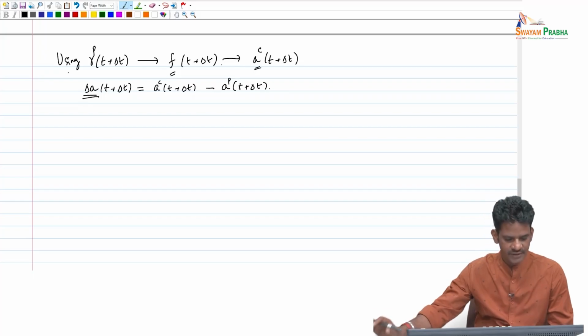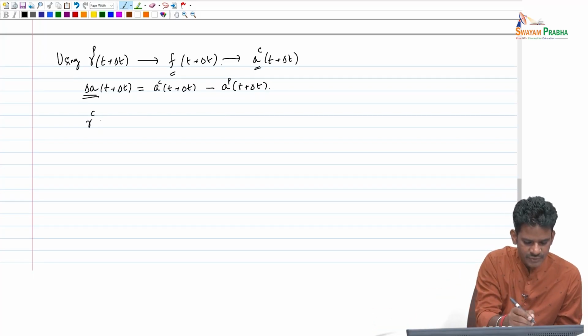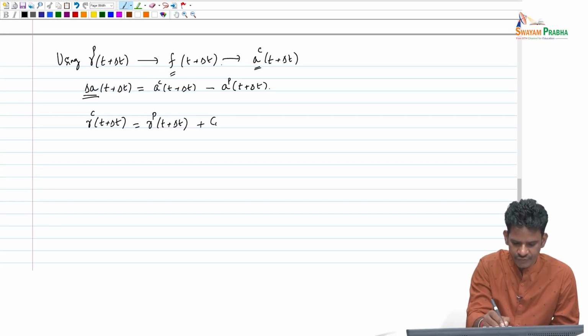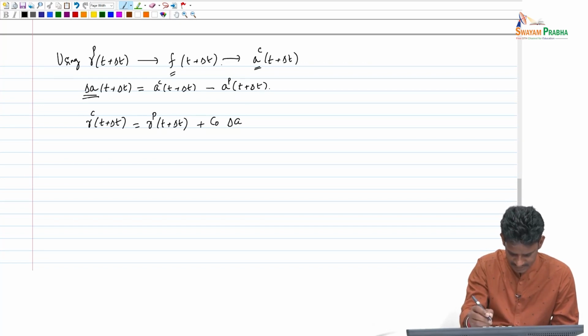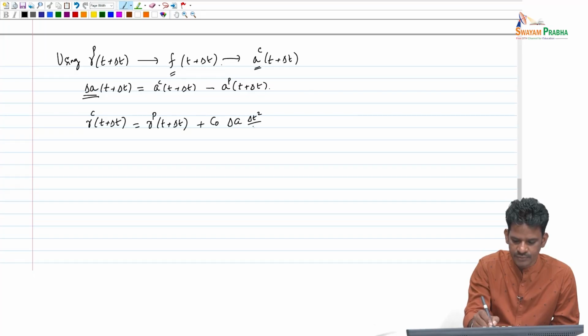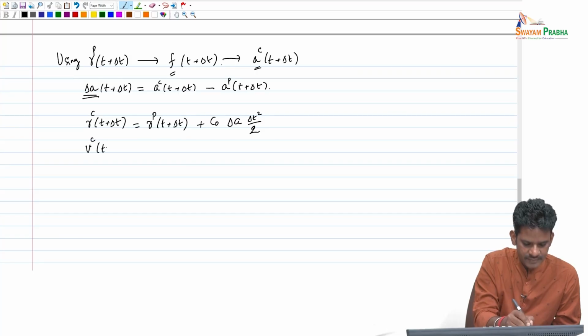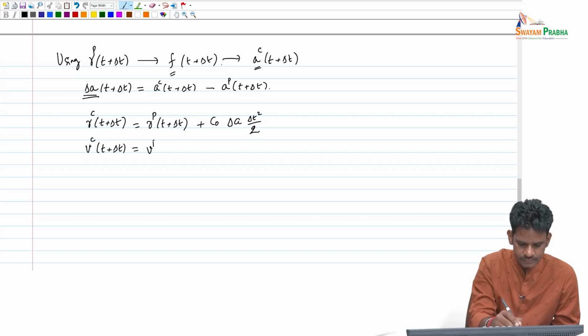The way we do that is we write the correct position at t plus delta t as equal to the old, or the predicted, particle position plus some coefficient C naught times delta A, the delta A coming from here, times delta t square by 2. Similarly, we write the corrected velocity with a new coefficient C1.